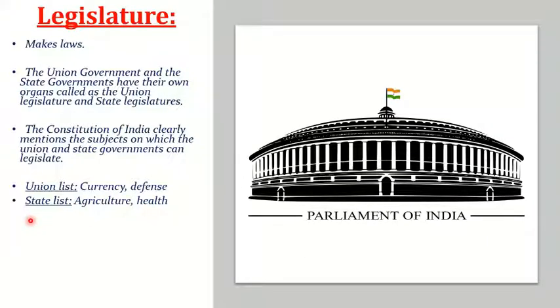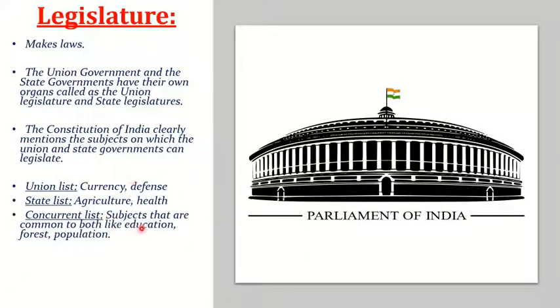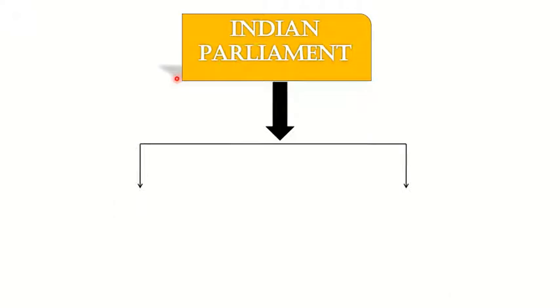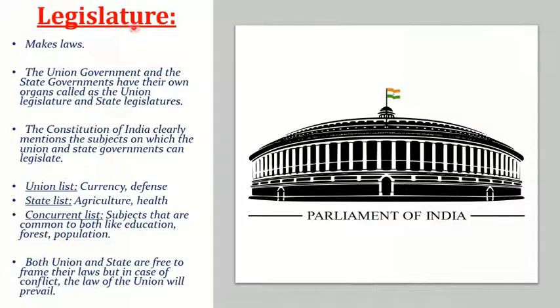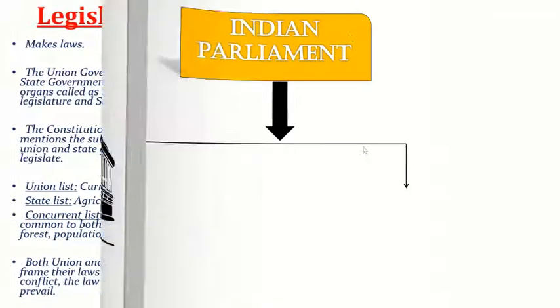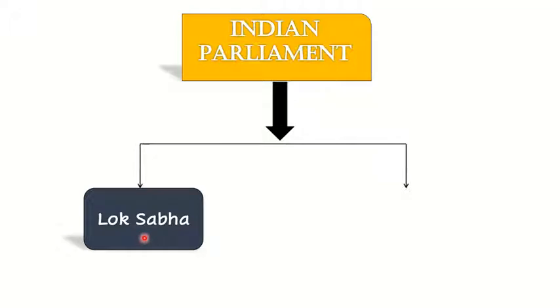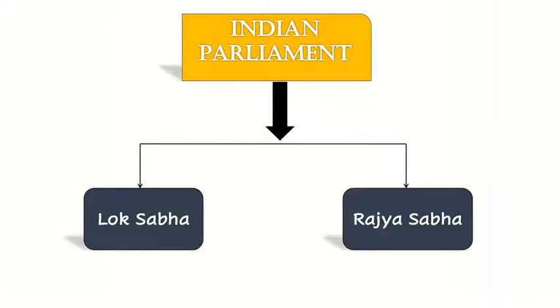There is a concurrent list also, which mentions the subjects on which both the governments can legislate. Those include education, forest, and population. Both the union and the state are free to frame their laws, but in case of a conflict, the law of the union will prevail since that is the higher position. So the Indian Parliament is what is included in the legislature, as I've already told you. The Indian Parliament consists of two houses, that is the Lok Sabha, the lower house, and the Rajya Sabha, the upper house.